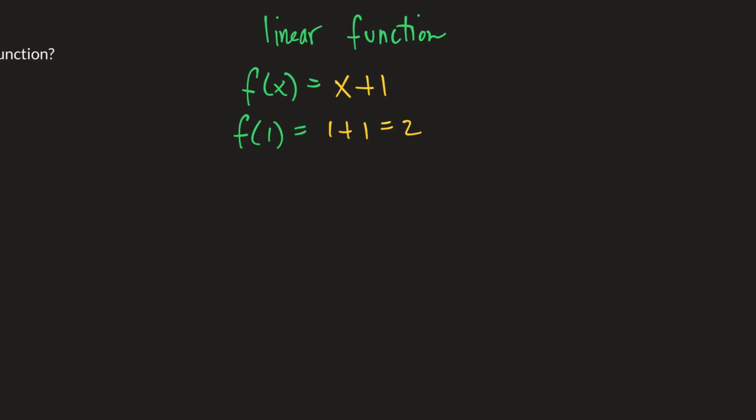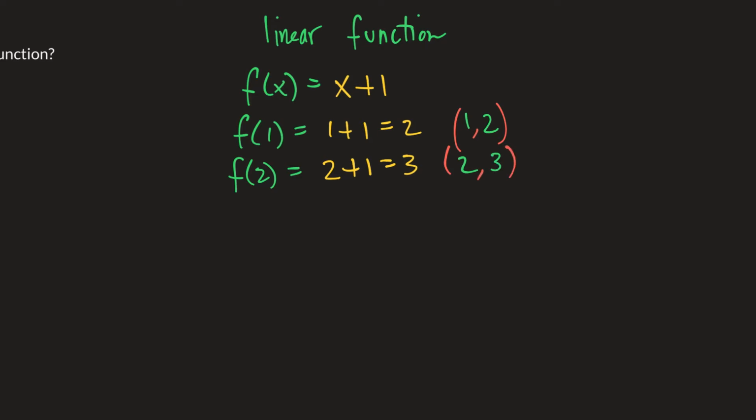And I would have the ordered pair 1 comma 2. Next, we would have f of 2 is equal to 2 plus 1, which is equal to 3. And our ordered pair is 2 went in and 3 came out. So I had 2 comma 3.